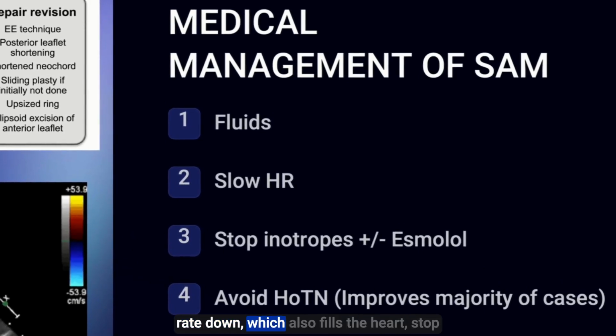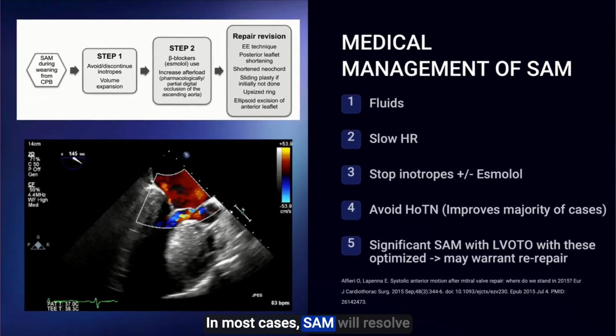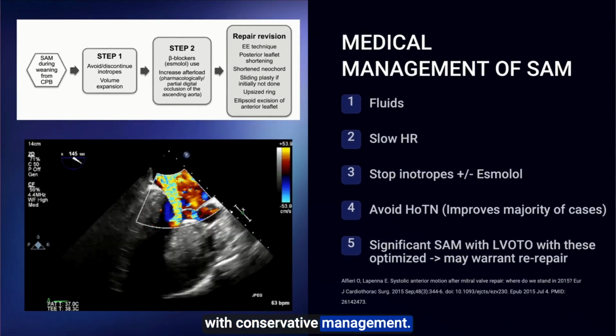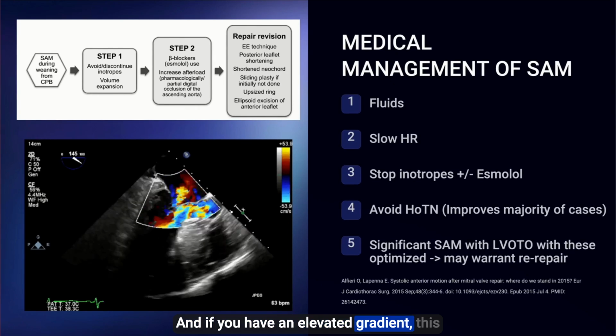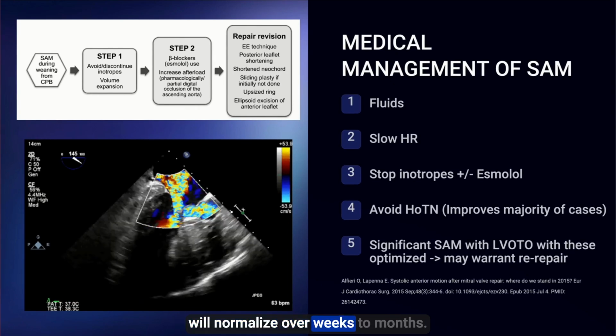Slow the heart rate down, which also fills the heart. Stop inotropes and even potentially give esmolol. Increasing the afterload can help stent open that LVOT. In most cases, SAM will resolve with conservative management. And if you have an elevated gradient, this will normalize over weeks to months.